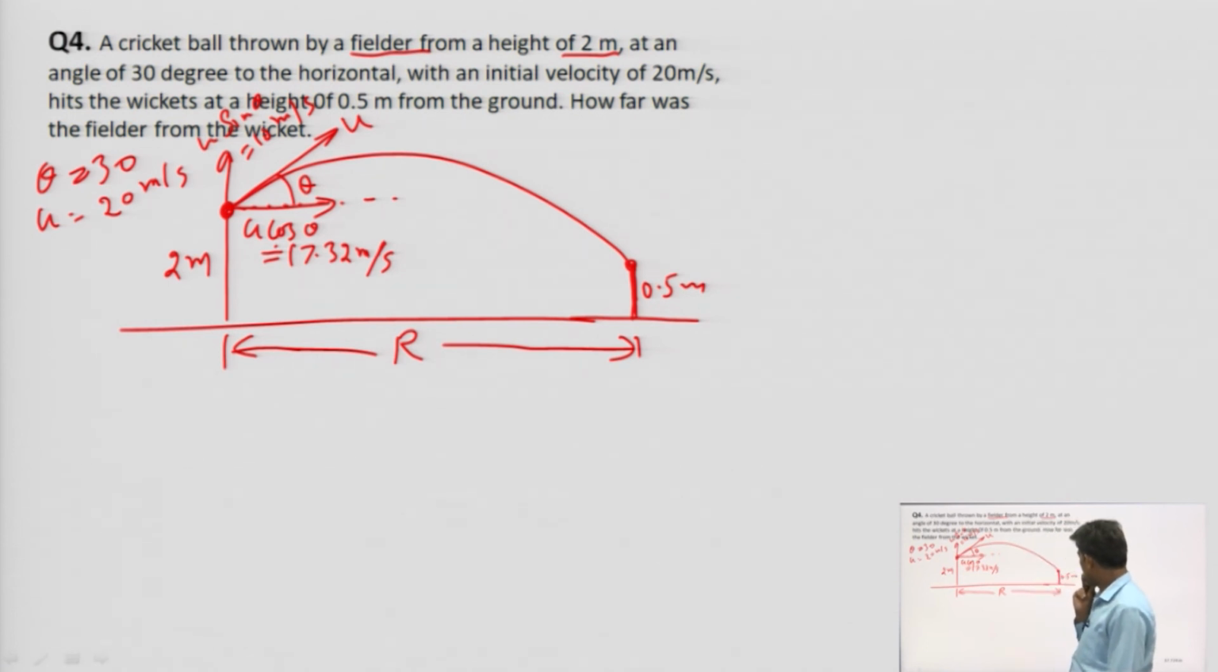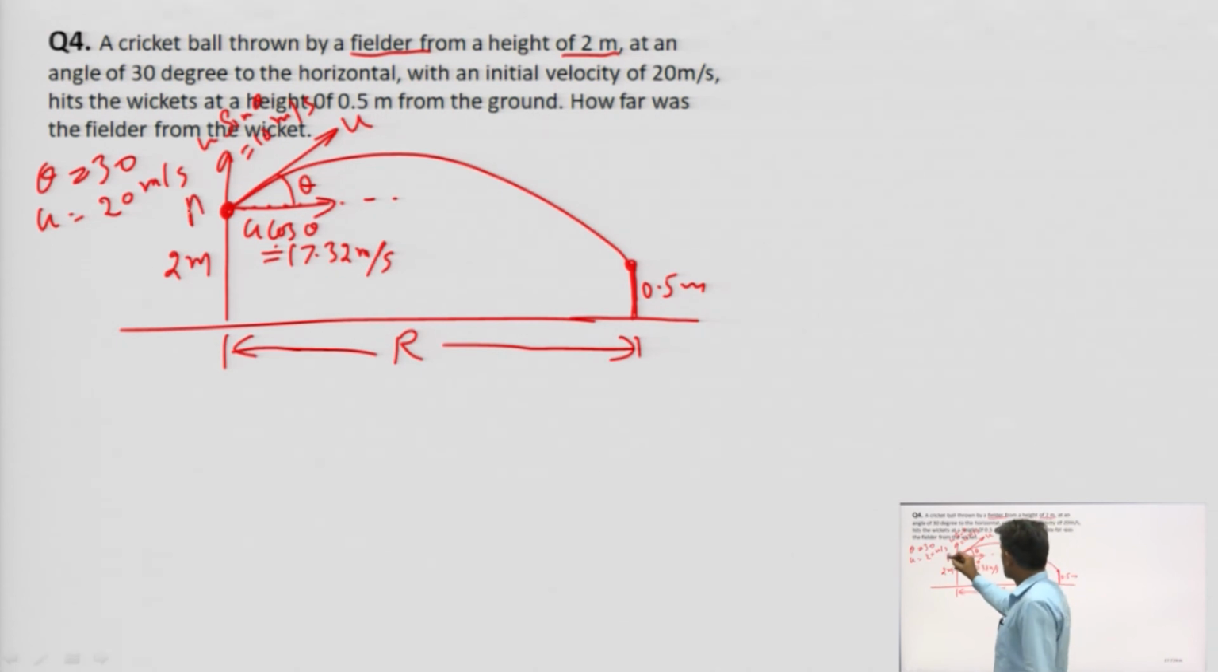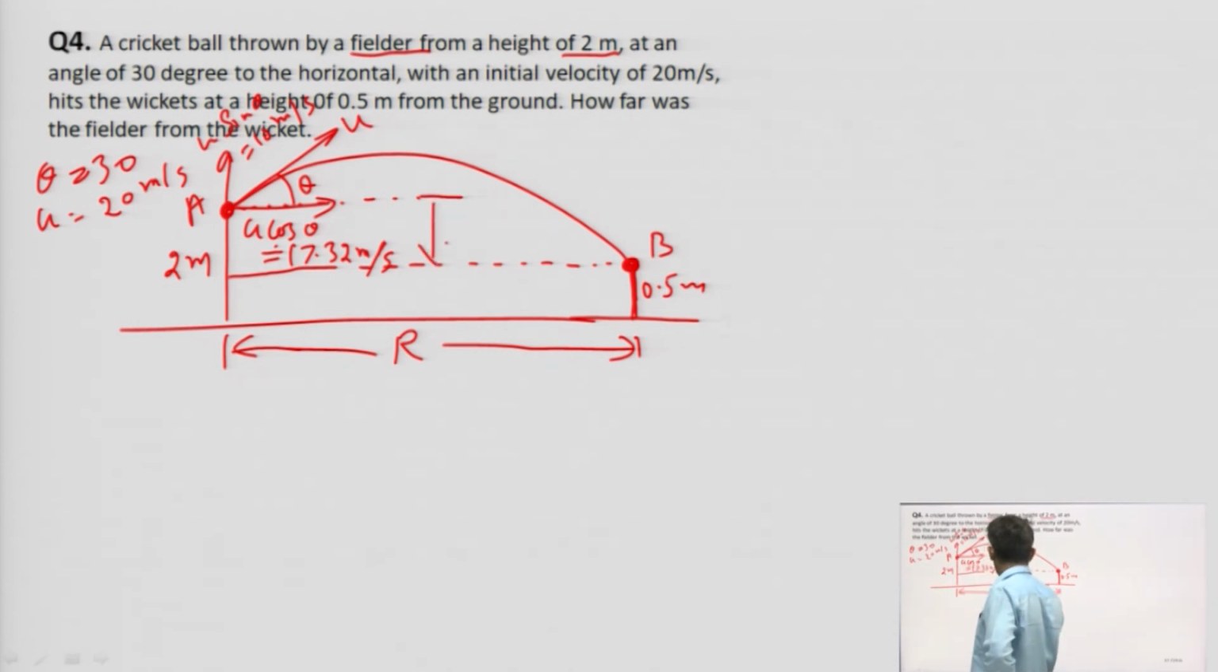Let this point be A, this point be B. What we need to do is put a horizontal line over here. What will this distance be? This distance will be 2 minus 0.5, so it is 1.5 meter.